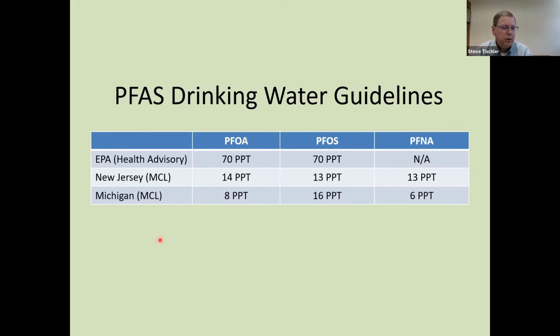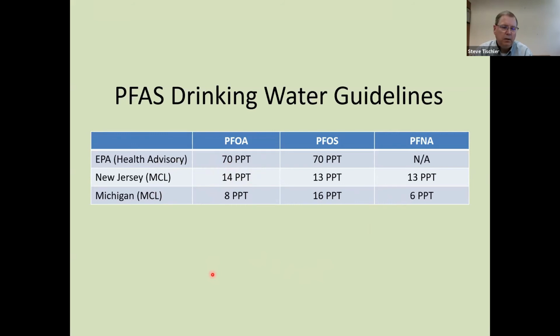Because you're up in the Northeast, you may not be aware, but Michigan has just regulated PFAS in public water supplies. They've established MCLs for 6 compounds, and I've got 3 of them here: PFOA at 8 parts per trillion, PFOS at 16 parts per trillion, and PFNA at 6 parts per trillion. So this is almost a 10-fold difference between Michigan's MCL for PFOA and the EPA Health Advisory of 70.